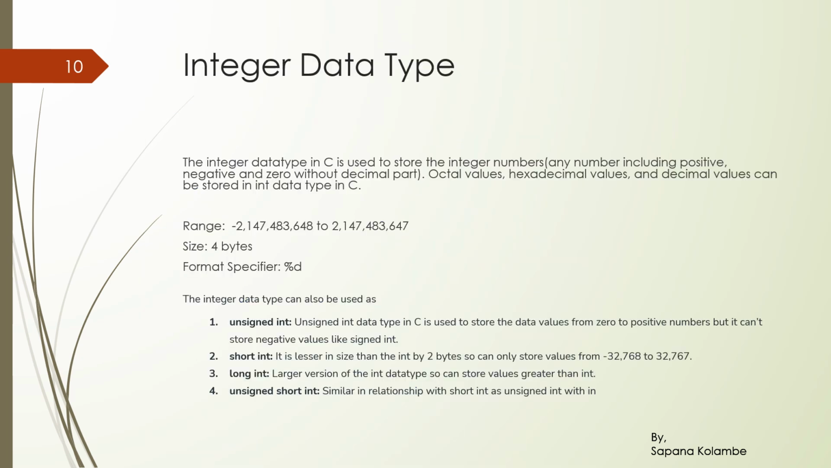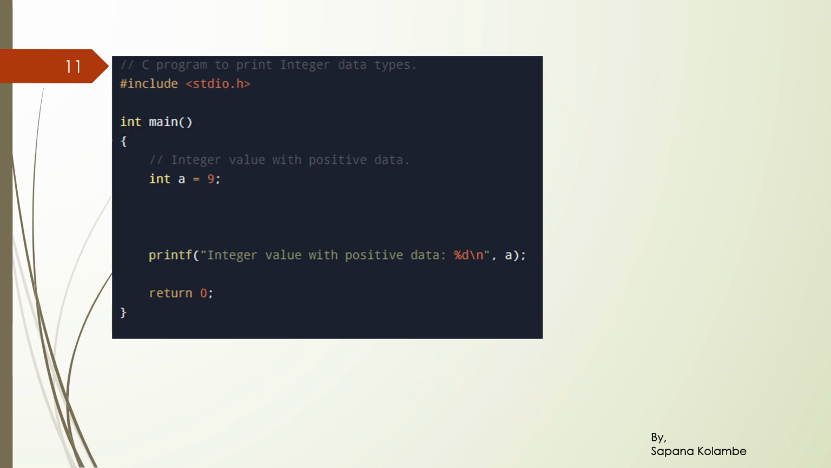Now first we'll see the integer data type. As we see, the integer is the main data type where the numbers will be stored in the variables. The size required is 4 bytes and the format specifier is %d. These integers can be divided into unsigned integer, short integer, long integer and unsigned short integer, which we already saw in the table. Now an example of the integer data type, like how we have to use it.